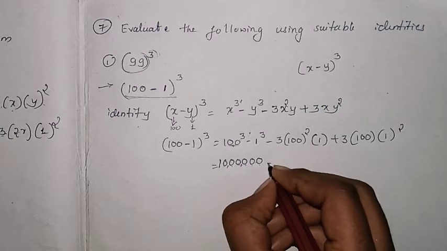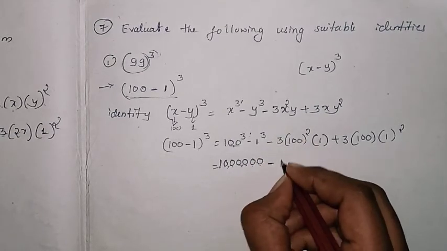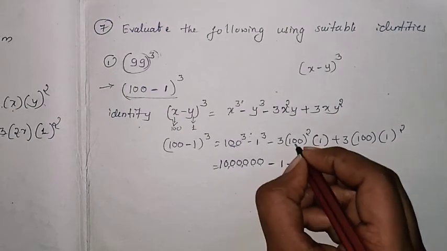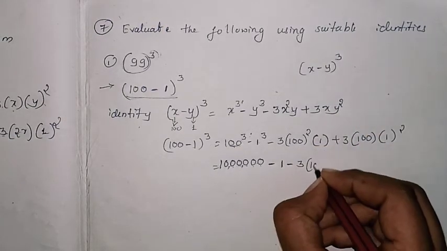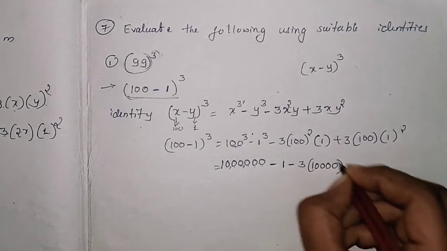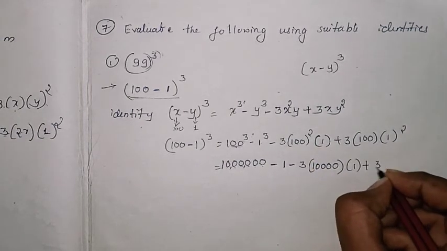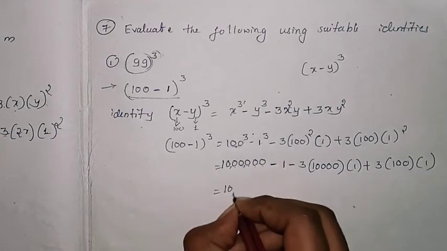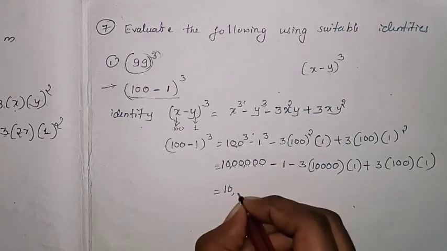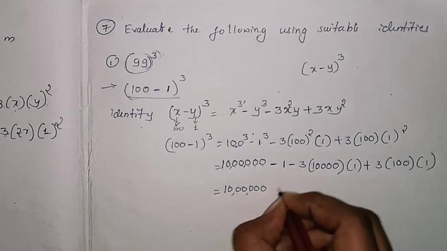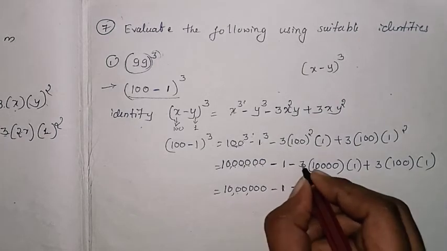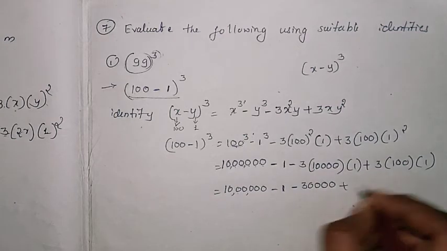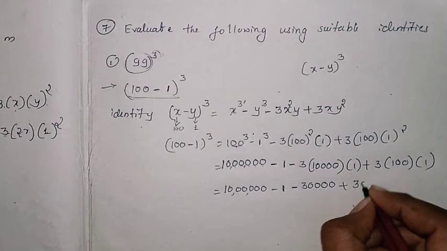Okay. So 1 cube will be 1 always, and minus 3. 100 square, so there are 2 zeros, it will get 2 extra, and into 1. So plus 3 into 100. So 1 square is 1 here. So minus 1, minus 3 ones are 3. So 4 zeros, 1 2 3 4. So plus 3 times 100, that is 300.